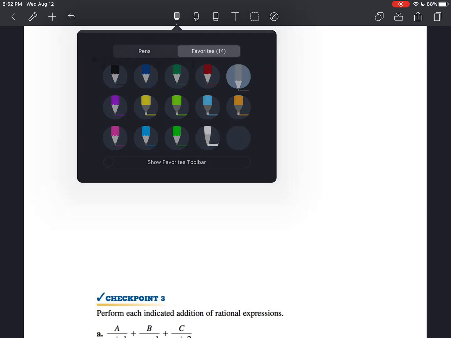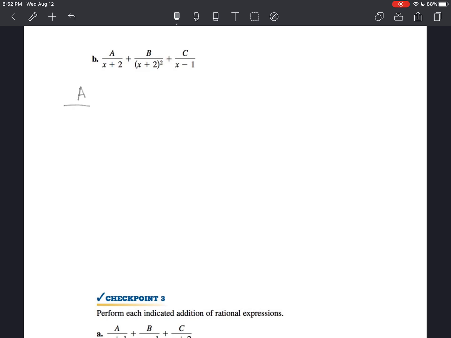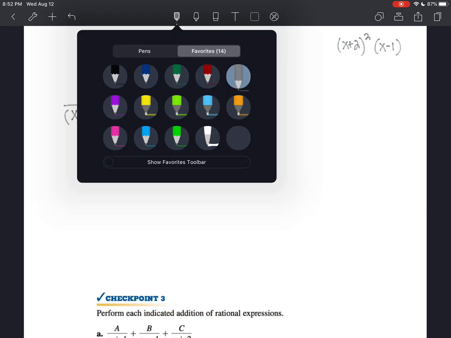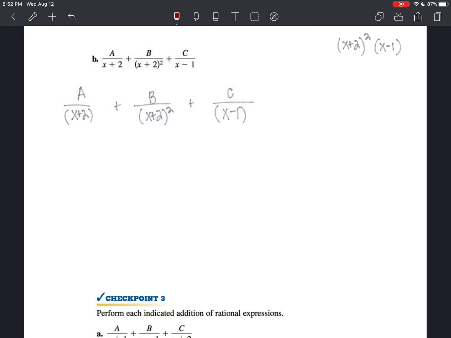Okay, I've got a over x plus 2 plus b over x plus 2 quantity squared plus c over x minus 1. So my lowest common denominator is x plus 2 twice and an x minus 1. So the first fraction is going to need another x plus 2.